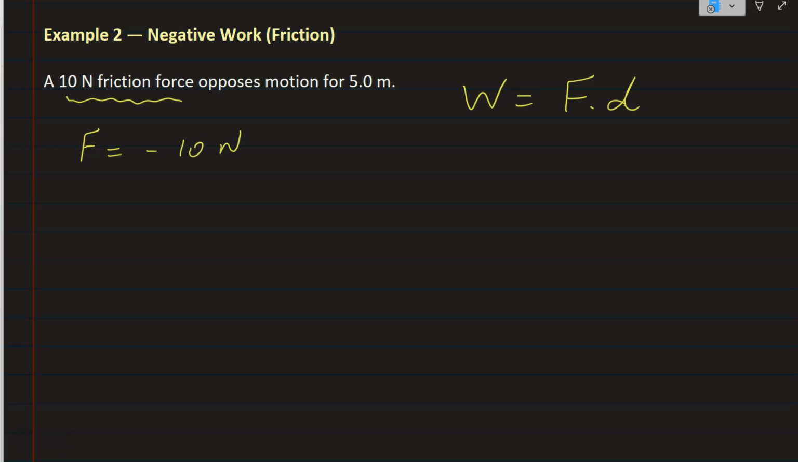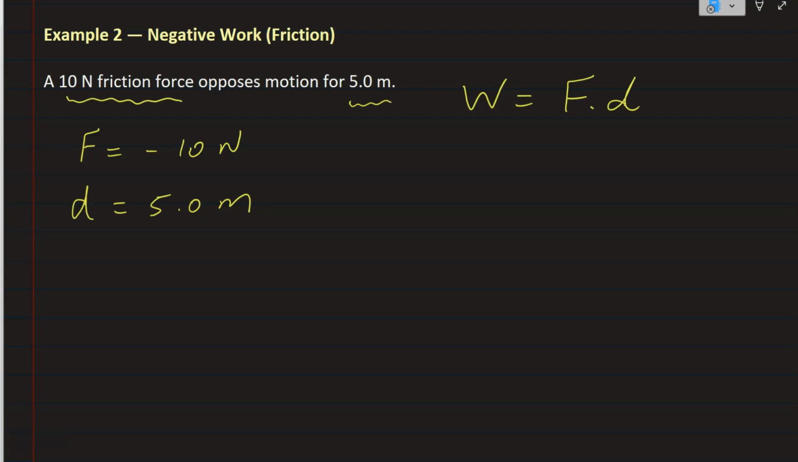Now it doesn't say negative, but you need to be aware of that because it is a resistance force. It opposes the motion, right? For 5 meters, that's the displacement. So D is equal to 5.0 meters. It does make sense to write everything in a column way. I didn't do that in the first example, but it should be done. So make sure you do that, and that just makes it easier.